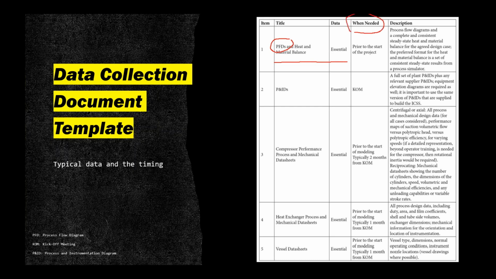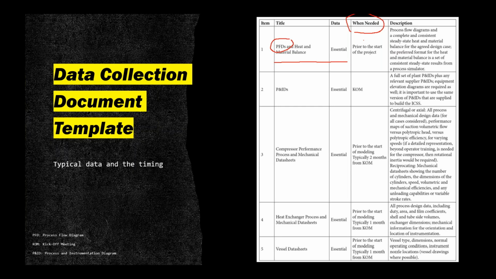Prior to the start of the project. So before the start of the project, you need to have the process flow diagram. It must be complete. It must be consistent with the steady state heat and material balance for the agreed design case for that particular scenario of operation. And it must be consistent with the process simulator. So this must be ready beforehand, tested in the process simulator with the expected data sheets.